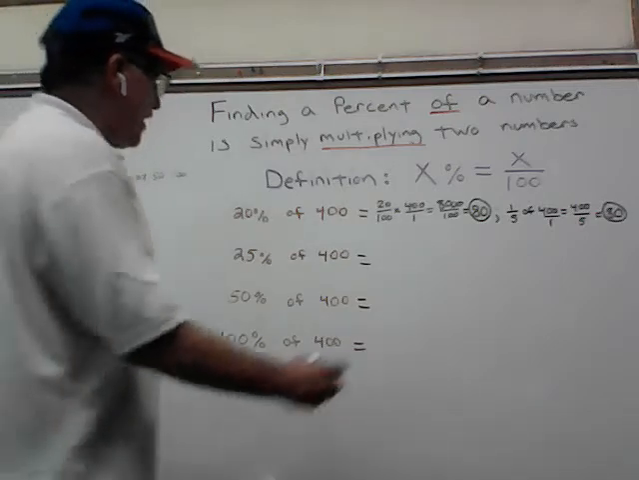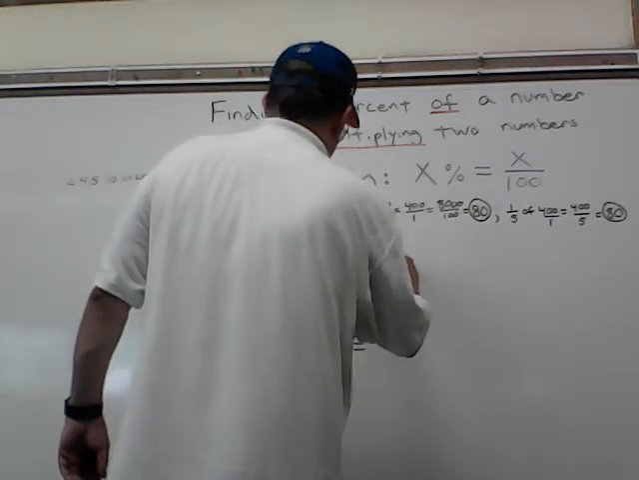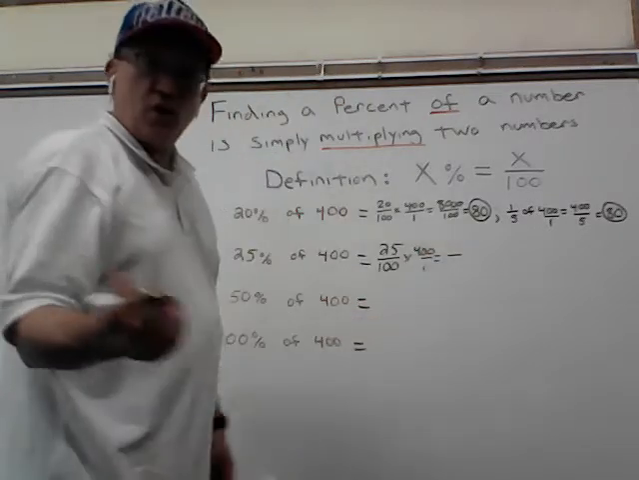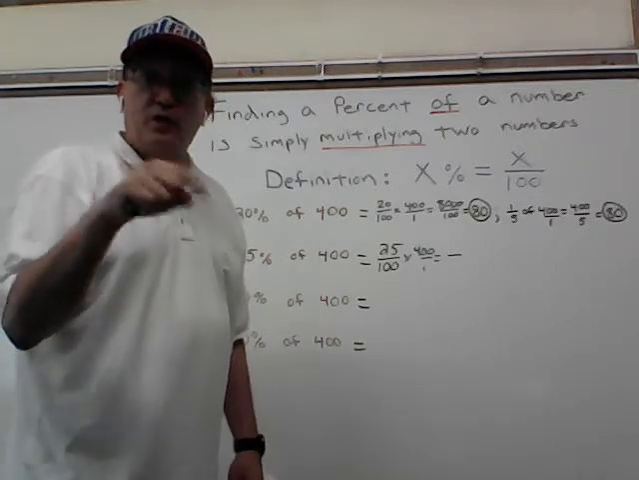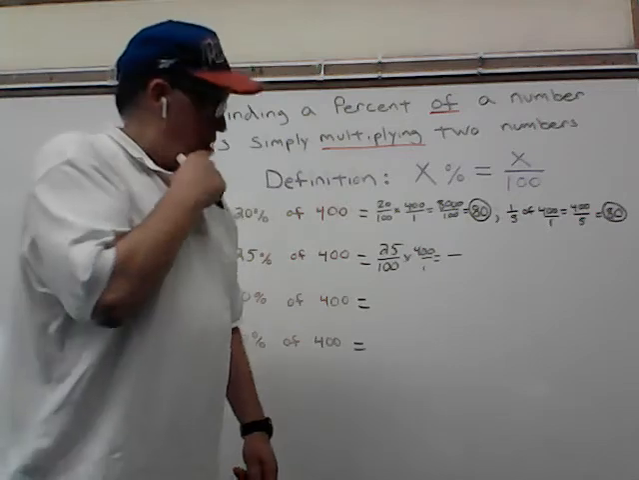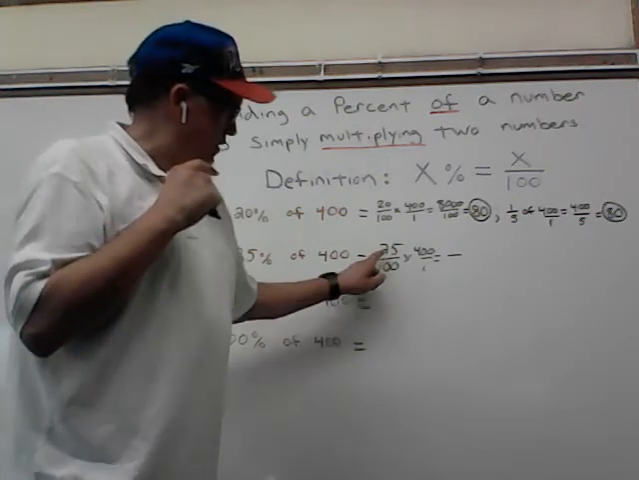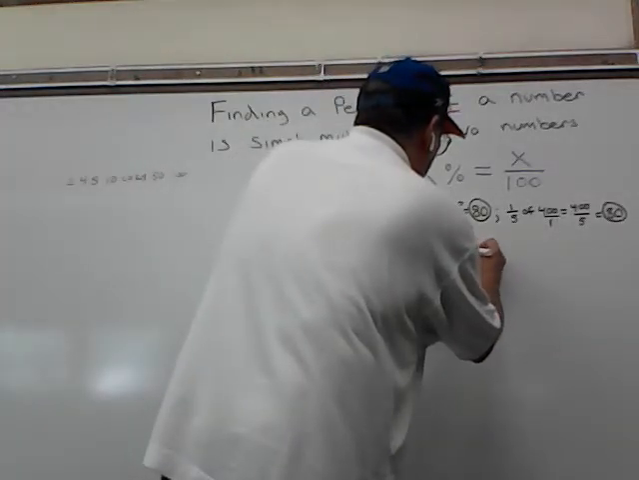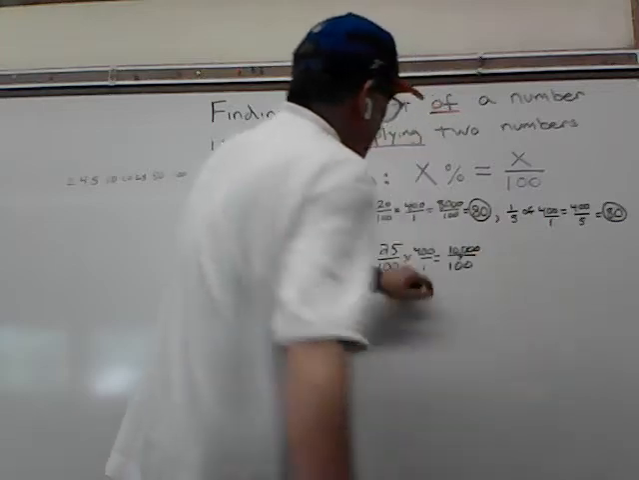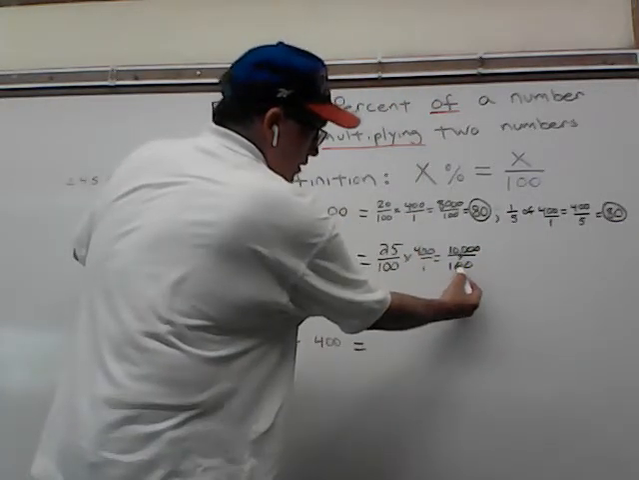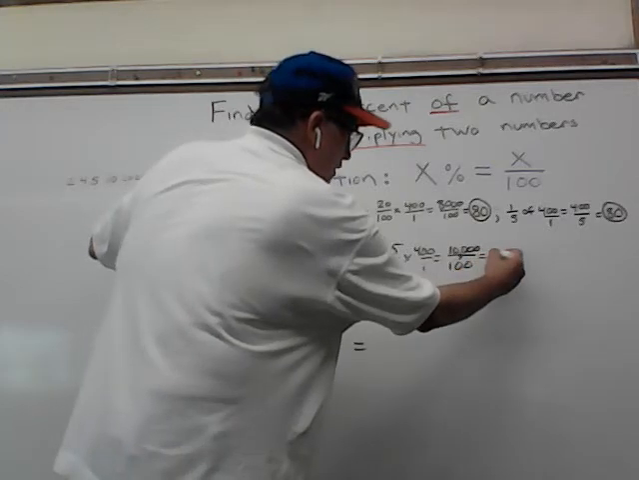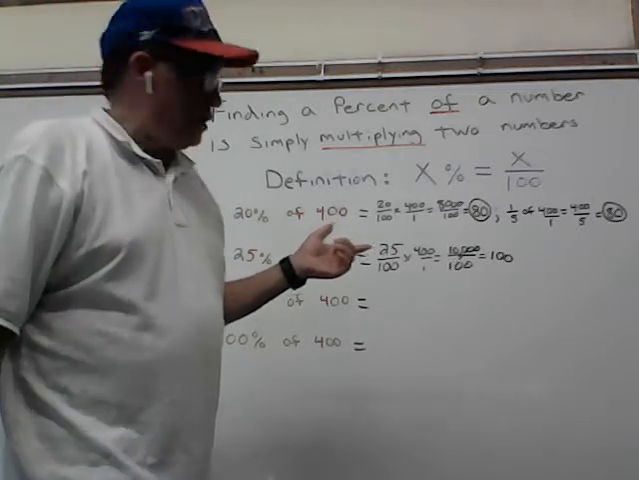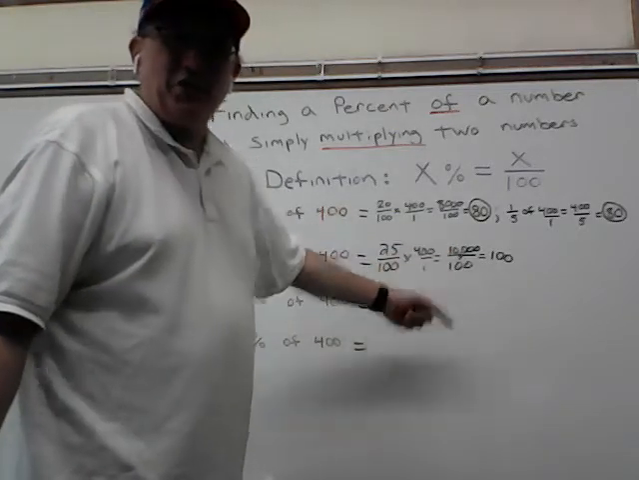All right? 25% of 400. 25 over 100 times 400 over 1. Now, I would suggest that all of you should also be able to instantly multiply 25 by 400. 25 times 4 is 100. Right? 25 times 4 is 100. You got 2 more zeros. 100 followed by 2 zeros. 10,000. Right? 10,000 over 100. Now 10,000 over 100, you got 2 zeros down here, which can knock off 2 of those up there and give you 100.